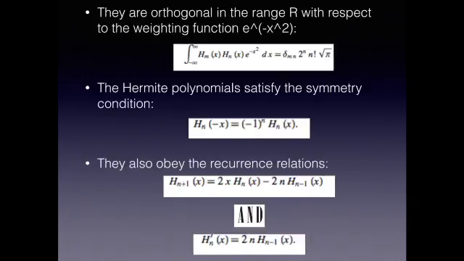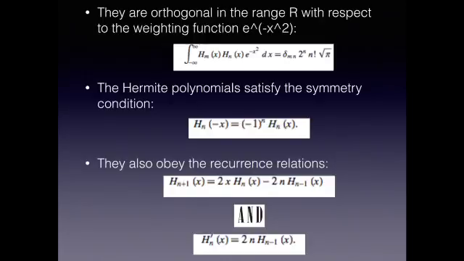Now, let us look at some properties of Hermite polynomials. First, the Hermite polynomials are orthogonal in the range R, which we all know, with respect to the weighting function e power minus x squared. The entire equation is given below. Integral from minus infinity to plus infinity Hm of x into Hn of x into the weighting function e power minus x squared dx equal to delta mn 2 power n factorial root pi.